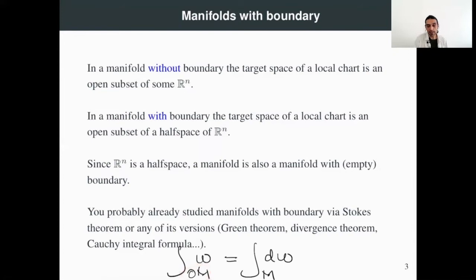And this Stokes theorem has several versions. For instance, in courses of calculus, you can find the Green theorem, the divergence theorem, but it even has applications, for instance, in complex variables. The Cauchy integral formula is just a version of Stokes theorem, okay?